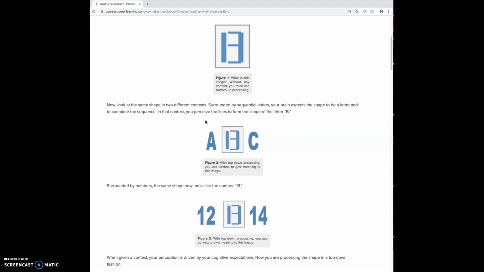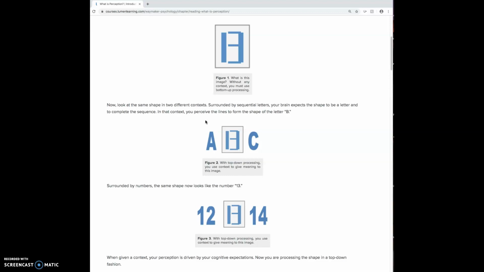Bottom-up processing refers to the fact that perceptions are built from sensory input. On the other hand, when we interpret those sensations, it's influenced by our available knowledge, our experiences, and our thoughts. This is called top-down processing. Let's look at a good example.